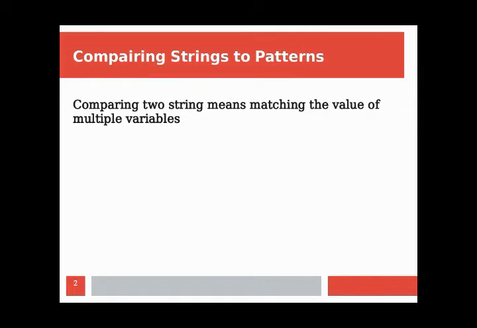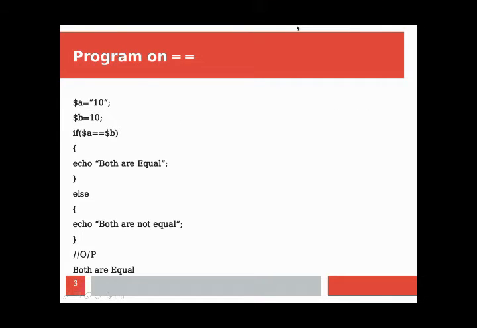Next point is comparing strings to patterns. Comparing two strings means matching the value of multiple variables. Here we will see the program. Program on equal to: $A = "10"; $B = 10;. Here A and B have values, one is a string and one is an integer.